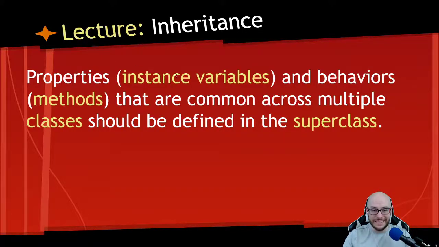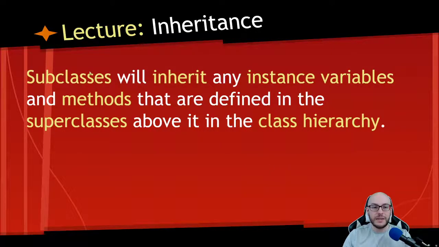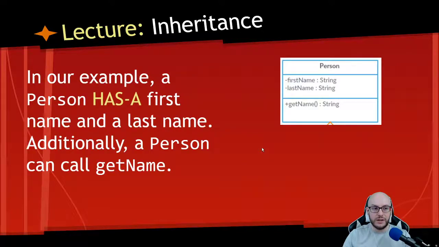Properties like instance variables and behaviors like methods that are common across multiple classes should be defined in this superclass. Subclasses will inherit any instance variables and methods that are defined in the superclasses above it in the class hierarchy. In our example, a person has a first and last name. Additionally, a person has getters for those respective methods.